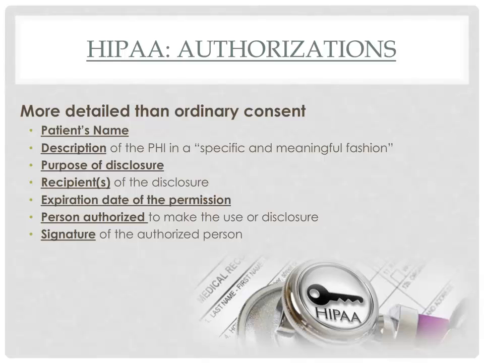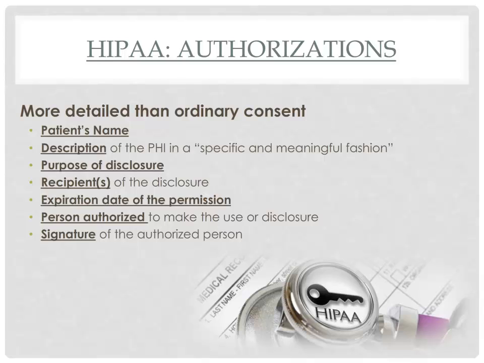HIPAA requires that an authorization include the following, and mind you, this is not a complete list of everything that is required. An authorization is supposed to include the patient's name, a description of the PHI in a specific and meaningful fashion, the purpose of the disclosure of the PHI, who the intended recipients are, an expiration date of the permission to disclose this PHI, as well as the person authorized to make the use or disclosure of this PHI.